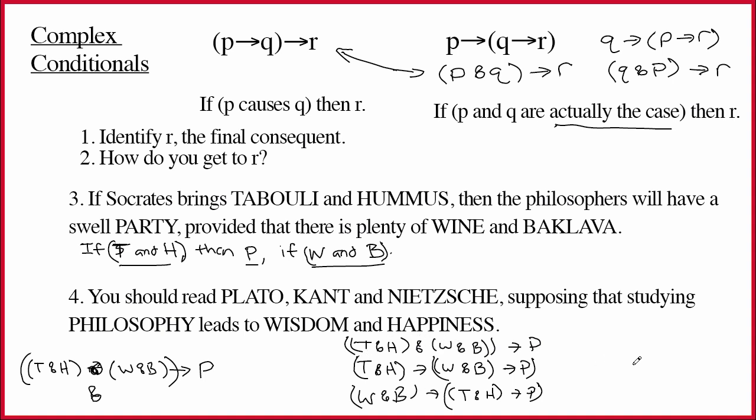Last point, and let me see if I can do this making use of the delete key. Notice that these four inner parentheses are actually unnecessary. I could drop that parenthesis, that one, and also that one. And this would also be an acceptable symbolization because this is a string of ampersands here. The meaning of this sentence is really that if all four of these things are the case, then the philosophers will have a swell party.